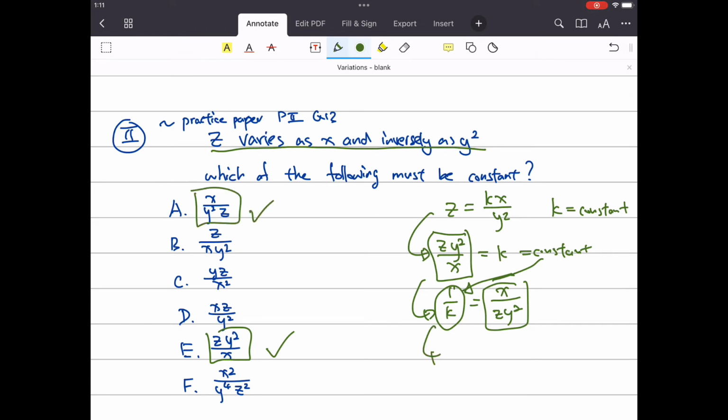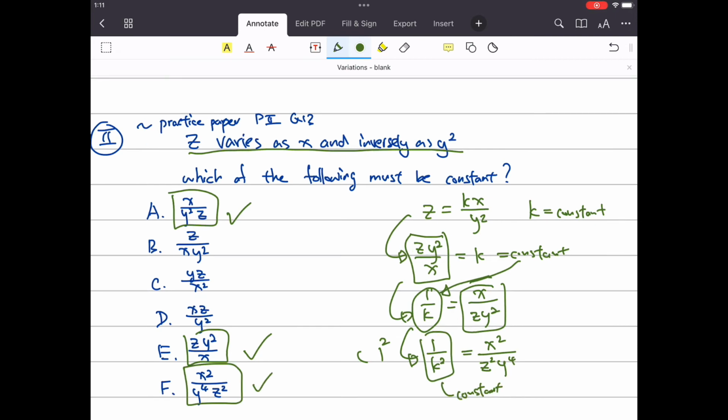Finally, we consider taking square of the term 1 over k. So we have x squared over z squared times y to the power 4, which is the same as option F. So that expression is also a constant.